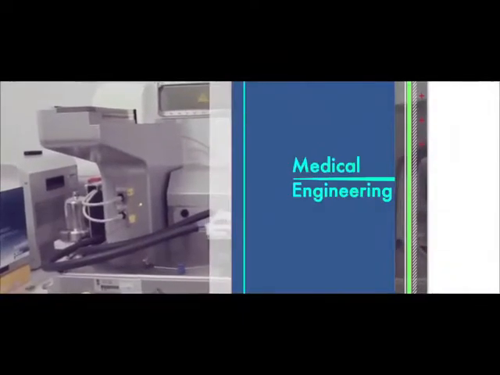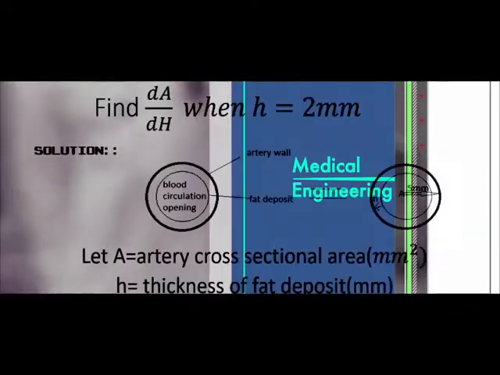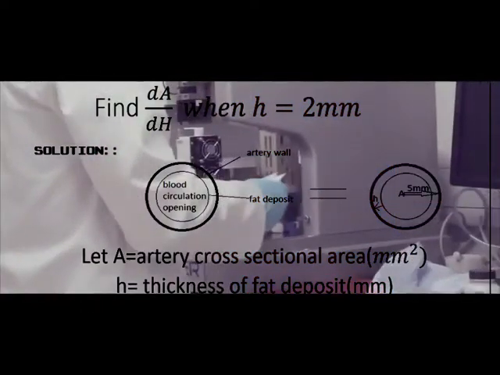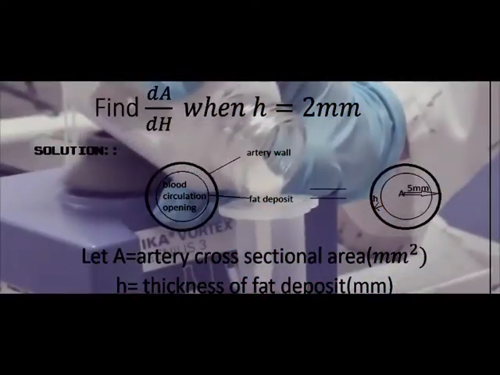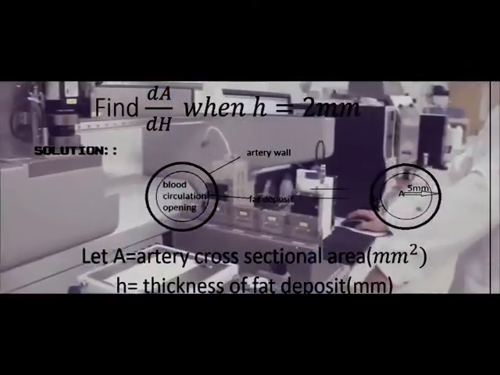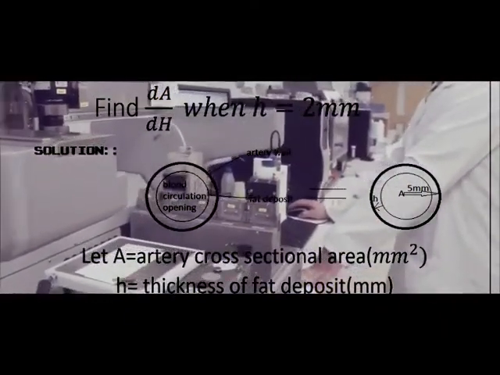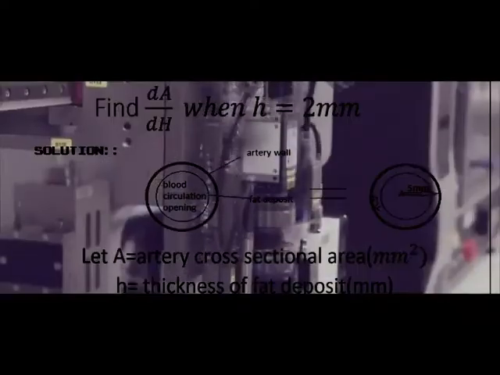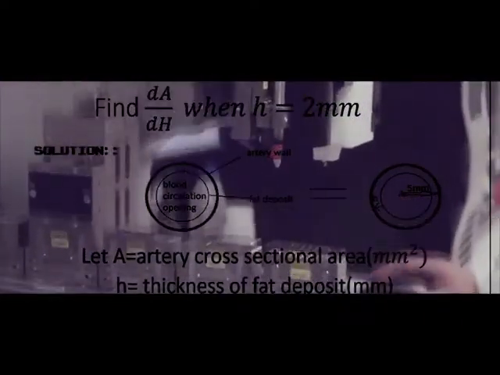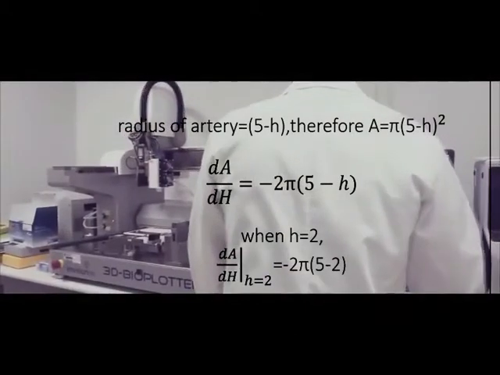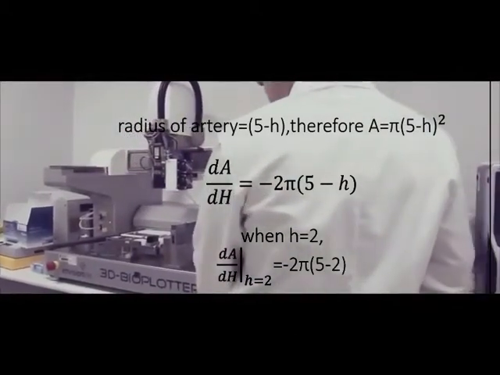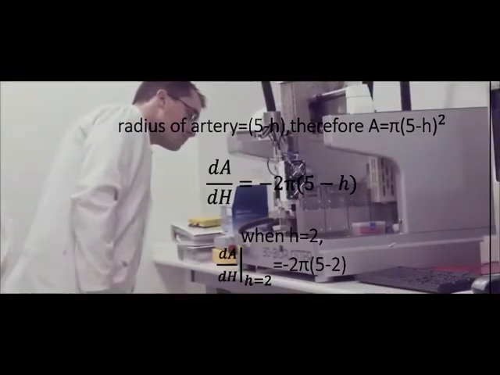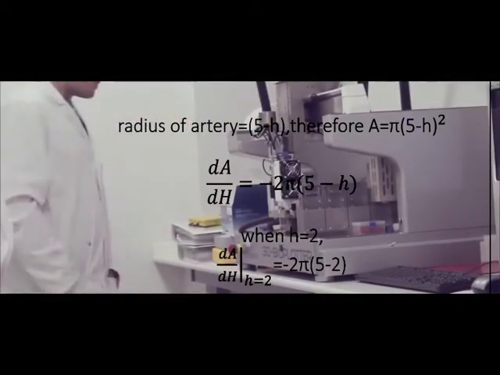Therefore, we have to find the rate of change of cross-sectional area of artery to fat deposit thickness. In this case we have to find the differentiation of area to fat deposit. We have dA over dh with h equal to 2. Let A equal the artery cross-sectional area and h is the thickness of fat deposit. According to the formula, area of a circle, A equals pi r squared, where r is the radius of the circle. Therefore A equals pi times (5 minus h) squared.